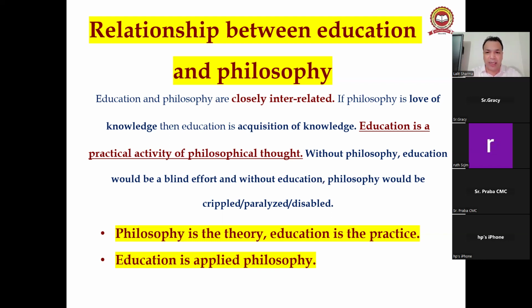The next line is very important. Without philosophy, education would be a blind effort. And without education, philosophy would be crippled. The meaning of cripple is halt. Okay, so I checked, and I was thinking that it was not a suitable word, it does not match the context. Then I found the synonyms of crippled, and came to know that paralyzed and disabled are the exact words, that's why I have written them. Without philosophy, education would be a blind effort, and without education, philosophy would be crippled, paralyzed, disabled. Right? Not halt, philosophy will become paralyzed.